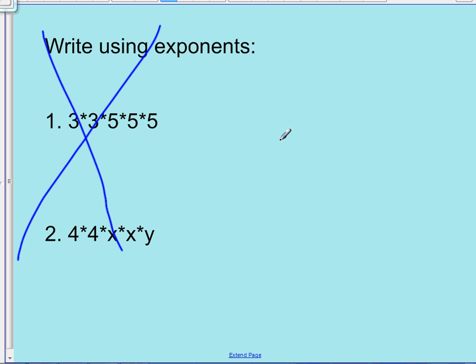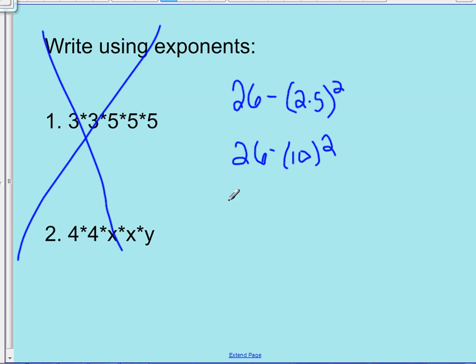So we have, say, 26 minus 2 times 5 squared. Just like our order of operations says, we do the parentheses inside first. So we carry down the 26, that doesn't change, minus, now 2 times 5 is 10 squared, and then we have 26.